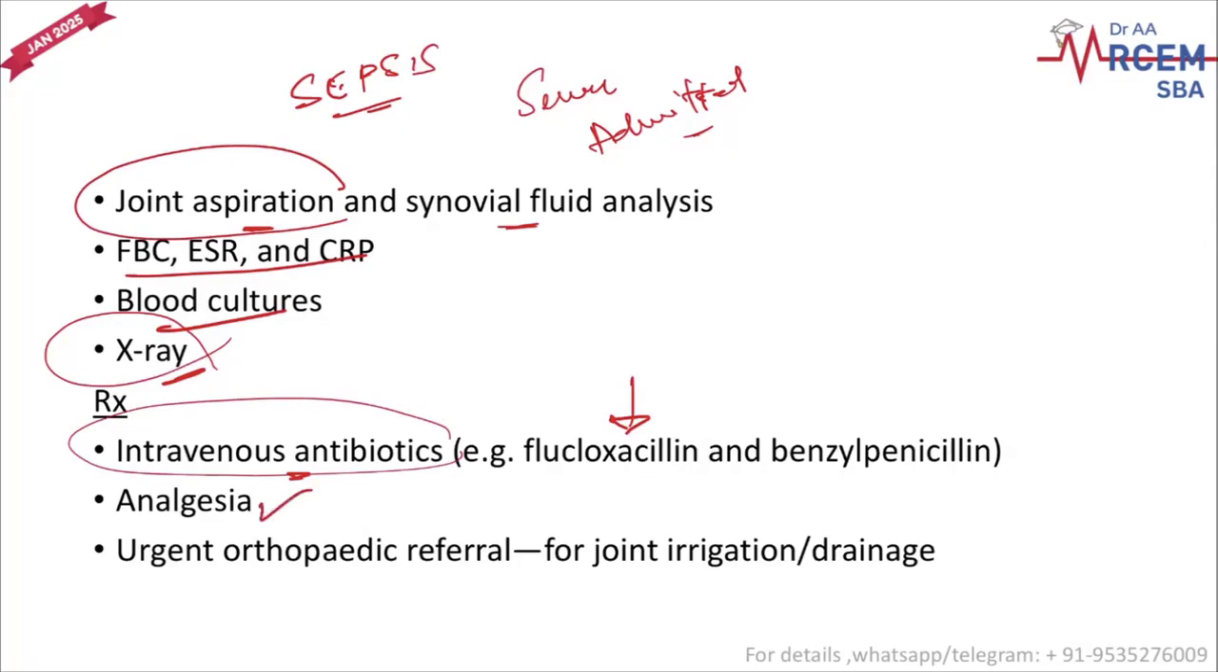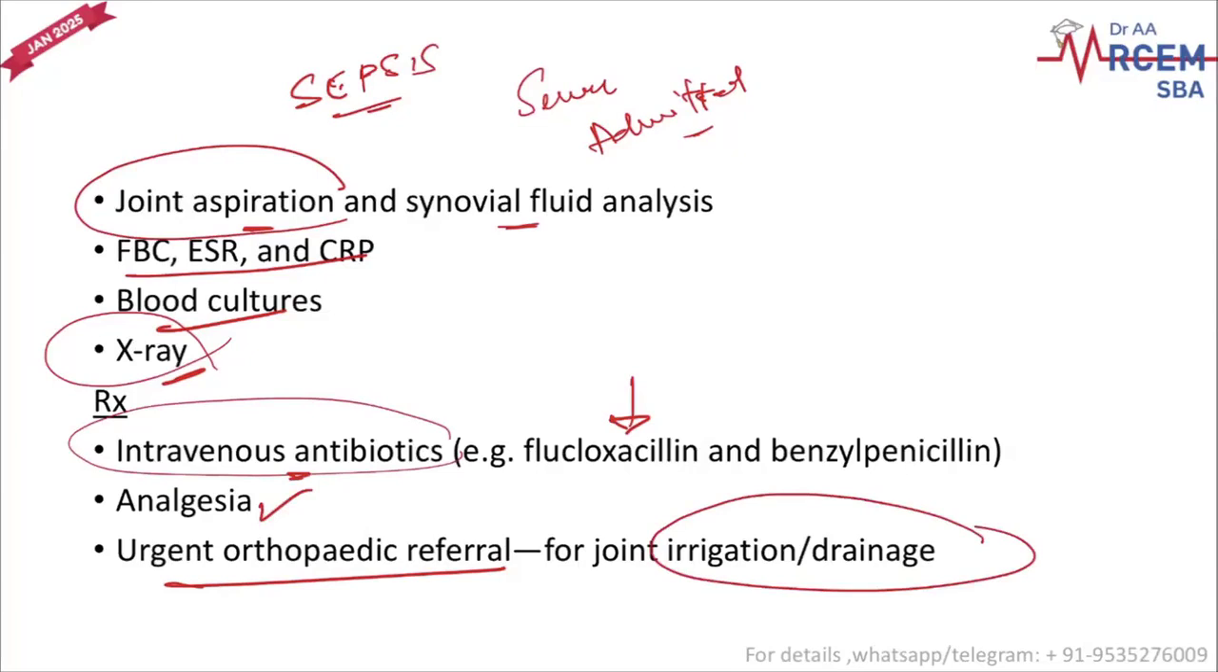Analgesia for any pain you will be giving needs an orthopedic referral, basically needs an admission. IV antibiotics needs to be given. They might take a decision to irrigate and drain, put a drain in, irrigate the joint space, depending on how severe the infection is. That call will be taken by the orthopedics.